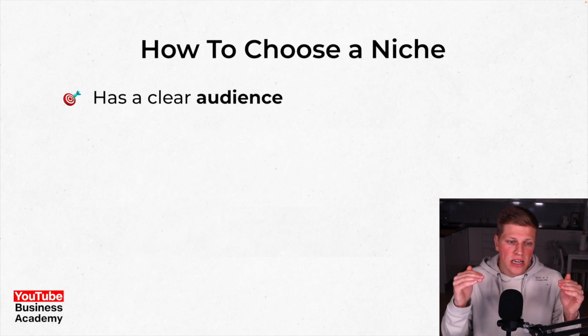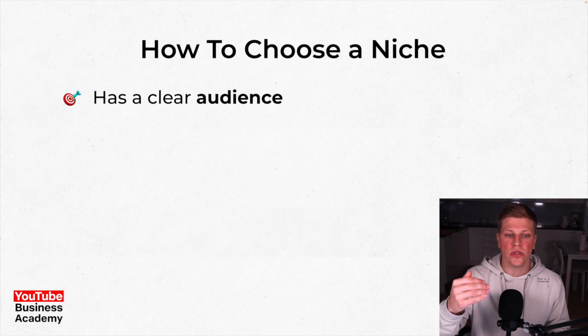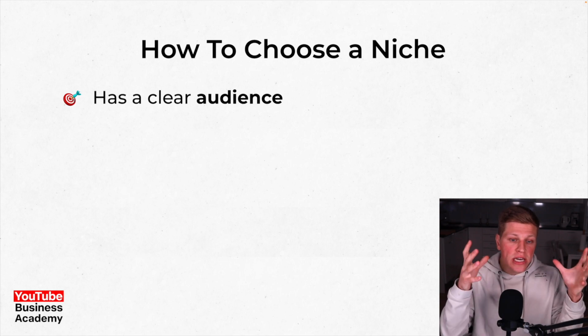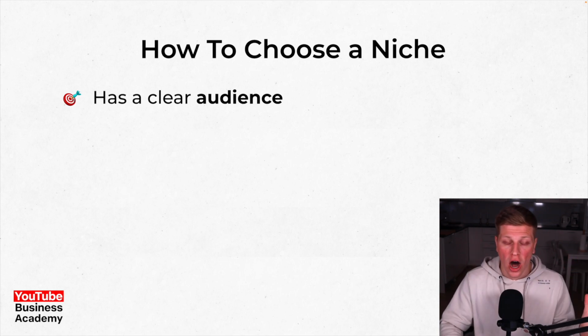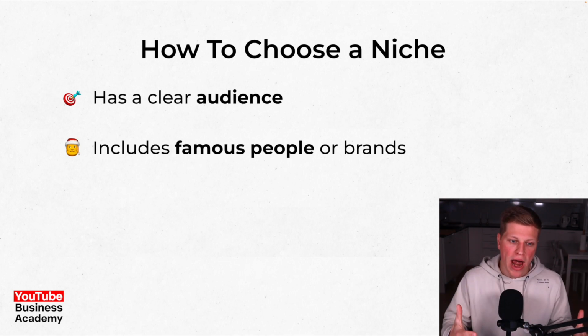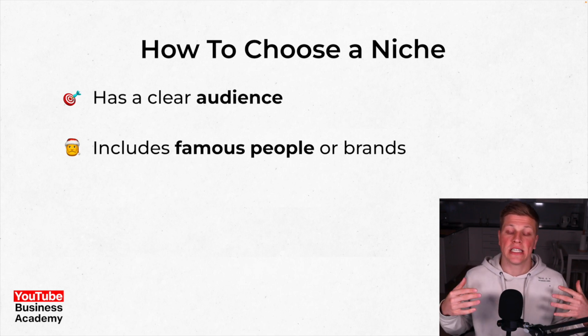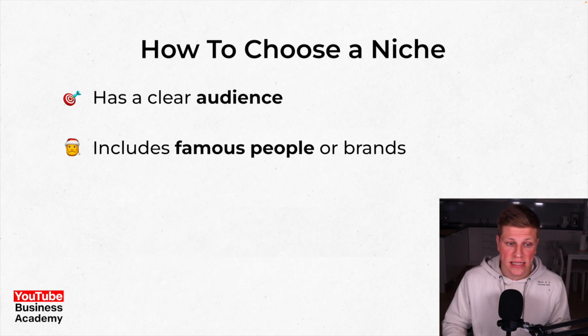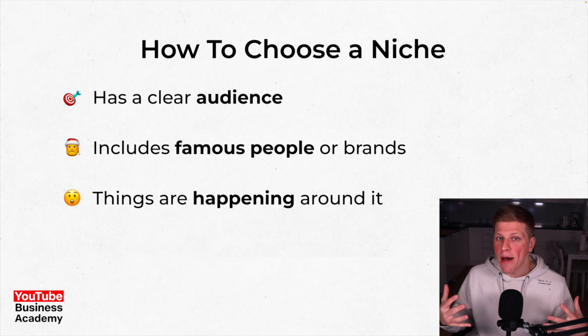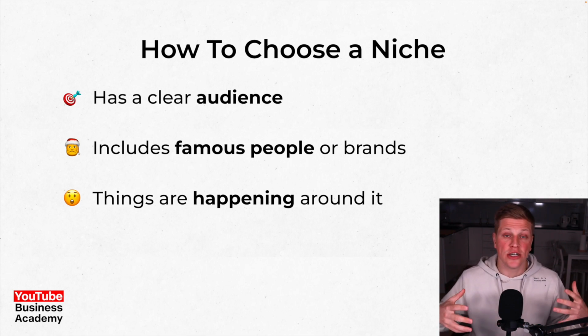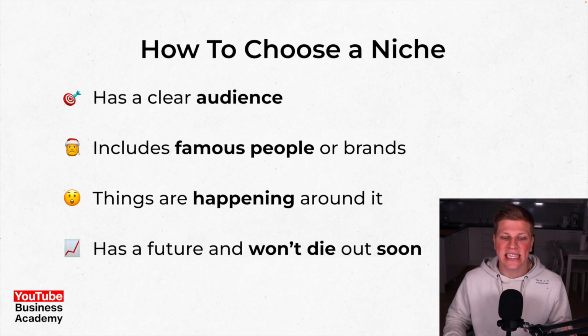Okay, so let's dive a little bit deeper into how you actually choose a niche. Number one is you need to have a clear audience. Second is that it's a good practice to make sure that this niche has famous people or brands. Second of all, things are happening around that niche all the time. There's news coming out. And lastly, this niche has a future and that it's not going to die out soon.